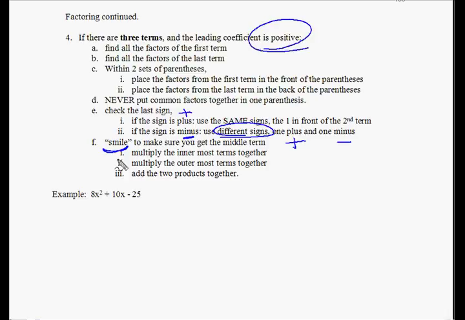Now I like to smile. I like to be really happy when I factor and make sure that I'm right. So I multiply the innermost two terms together and the outermost two terms together and add that product. That should be the middle term of the original problem.